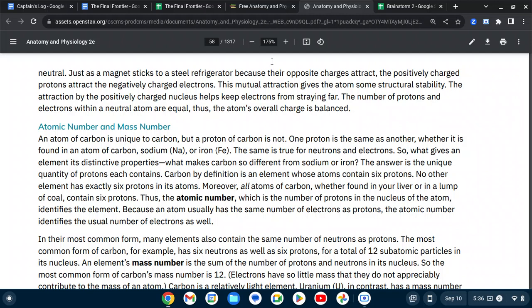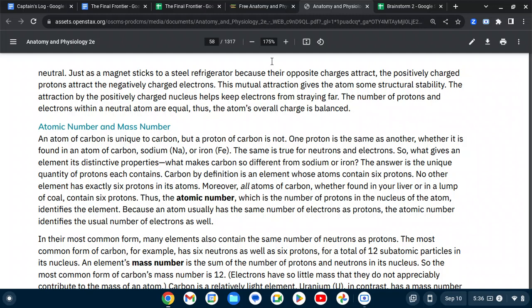Carbon, by definition, is an element whose atoms contain 6 protons. No other element has exactly 6 protons in its atoms. Moreover, all atoms of carbon, whether found in your liver or in a lump of coal, contain 6 protons. Thus, the atomic number, which is the number of protons in the nucleus of the atom, identifies the element.